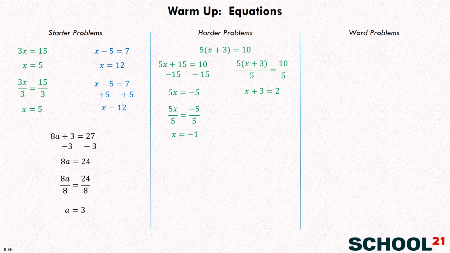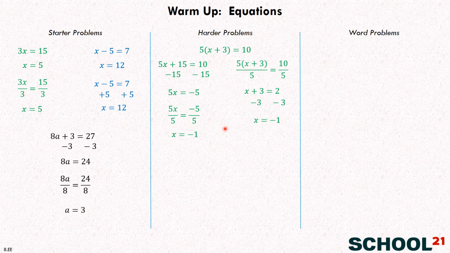And now what's bugging us? The plus 3. So what do we need to do? Minus 3. So we subtract 3 from both sides. On the left side, what do we have? X. And then 2 minus 3 is? Minus 1. Look, we got the same answer going either method, okay?